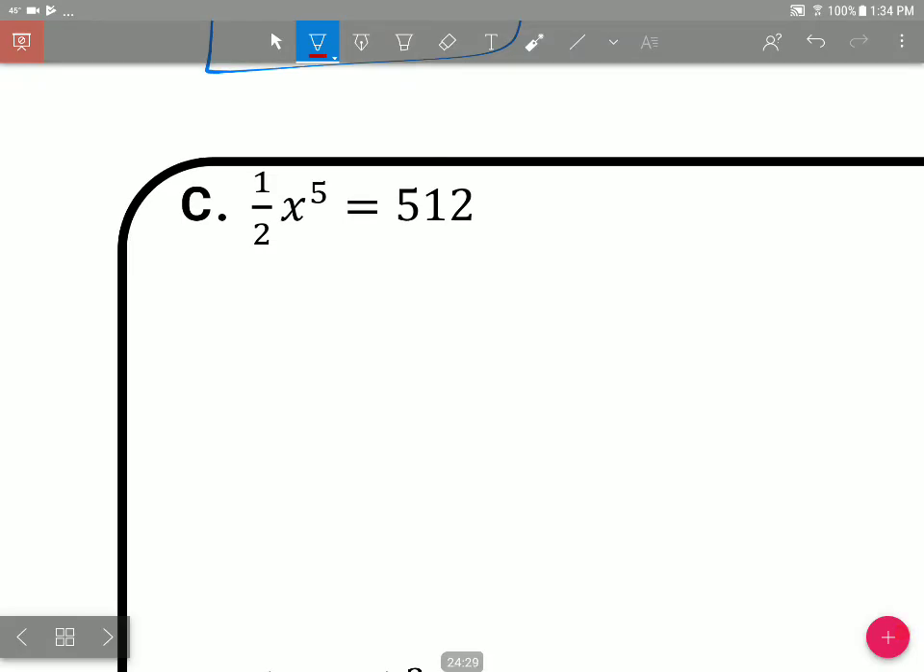Letter C. Let's keep rolling. What are we going to do first? Take the 5th root. Sorry, do I take care of the root or do I take care of the coefficient? You take care of the coefficient first. It's divide by 2, so we're going to multiply by 2.